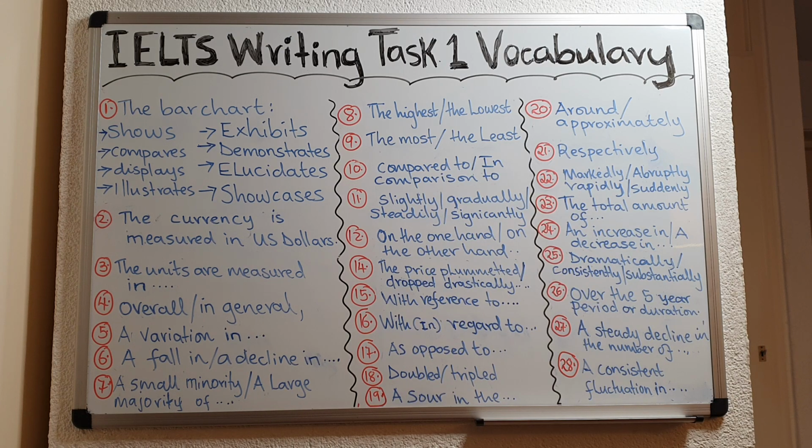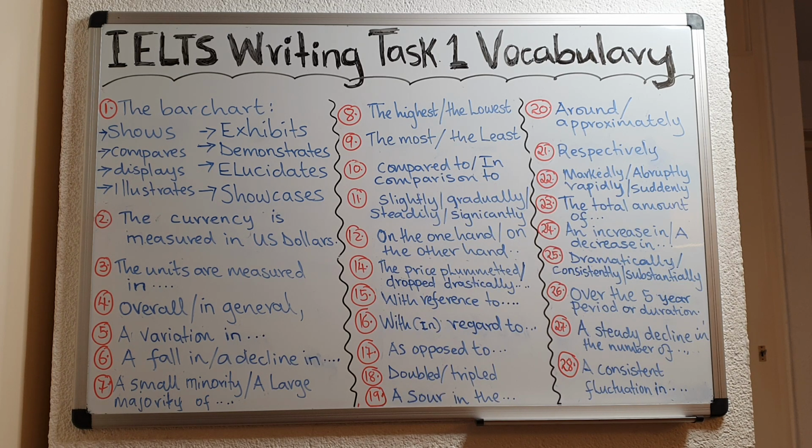Let's move on to number 2. The currency is measured in US dollars. Now this is information that you always put in the first paragraph. Assuming that you have been given a bar chart or a line graph that has something to do with money, okay, then you can include the currency. The currency is measured in US dollars. The currency is measured in sterling pounds.